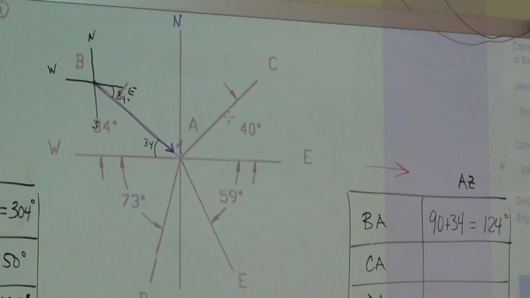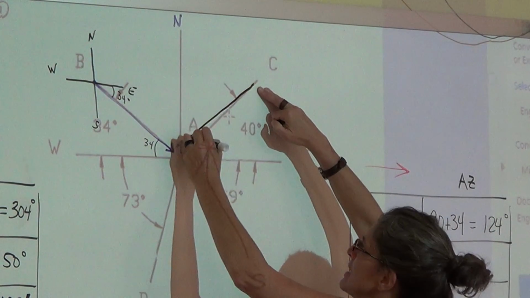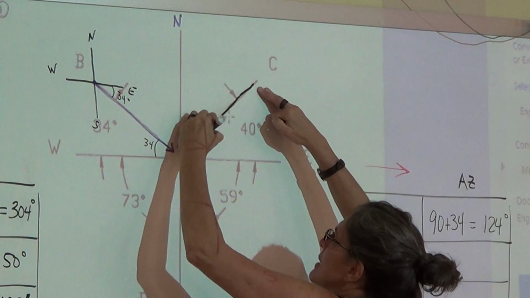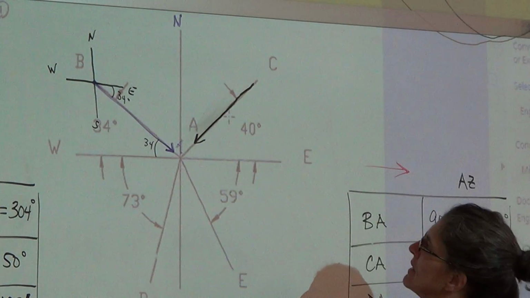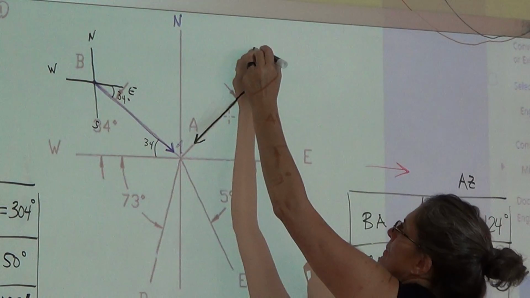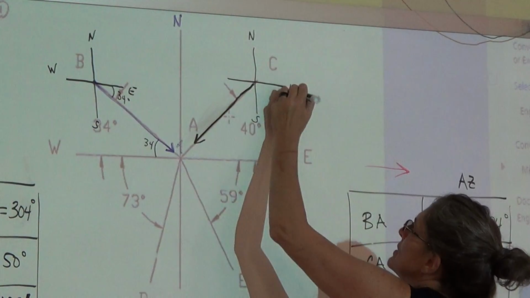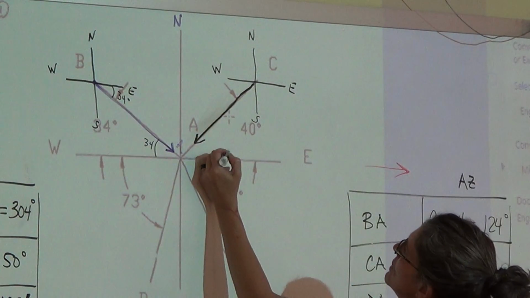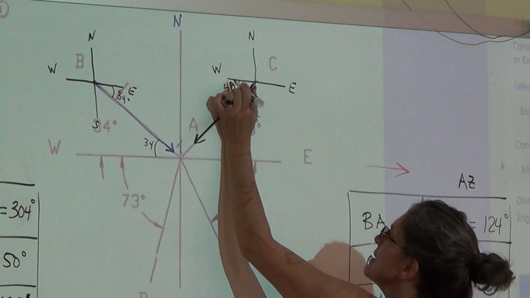Okay, so now going A to C, now I'm going from C. I'm going C to A, right? And I'm going to draw my axis, north, south, east, west. This right here is 40 degrees, right? So this right here is 40 degrees, is that right?